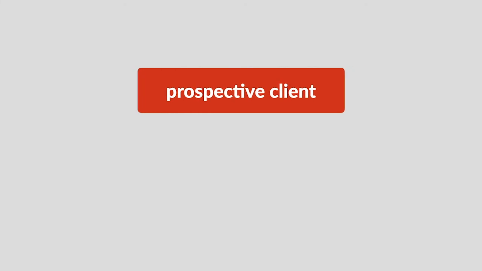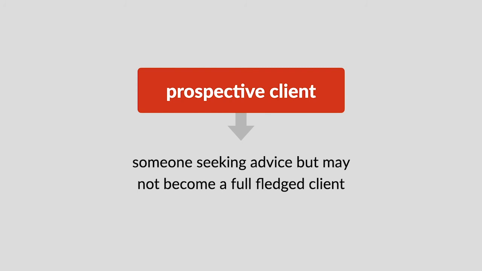So with those few rules as a foundation, let's proceed to discuss and define the 3 status types of client. The first type of client is referred to as a prospective client, meaning someone that is seeking advice perhaps, but may not become a full-fledged client. The description for prospective clients is found in Rule 1.18, and it talks about someone who may be seeking advice initially, but doesn't ultimately retain the lawyer, or the lawyer doesn't actually take the case.